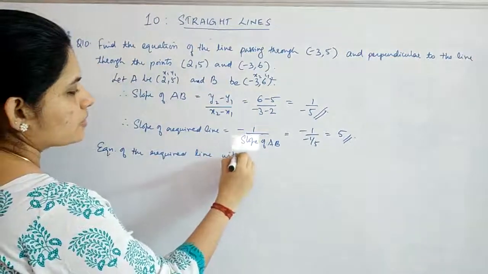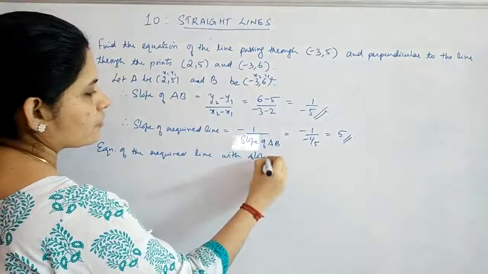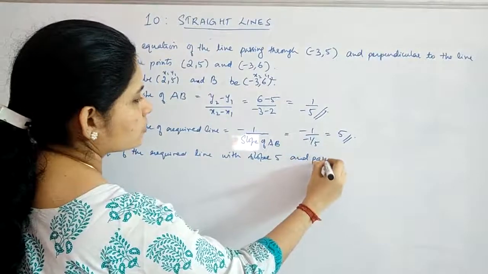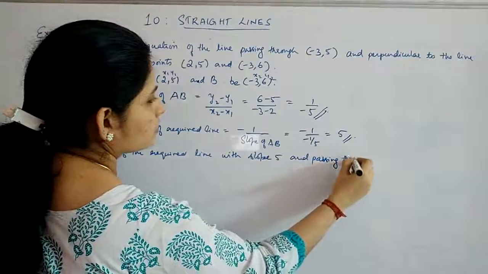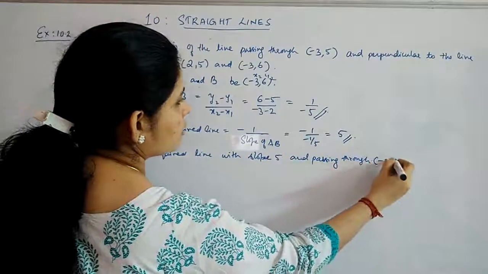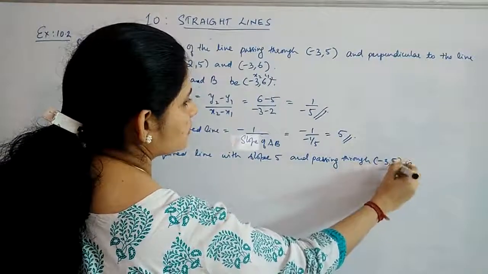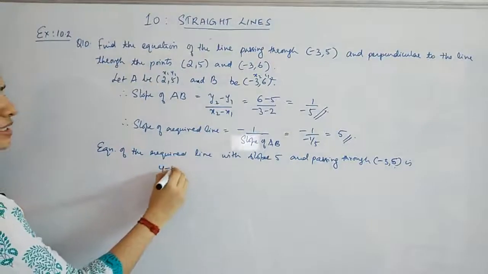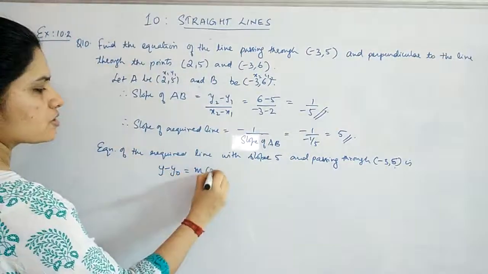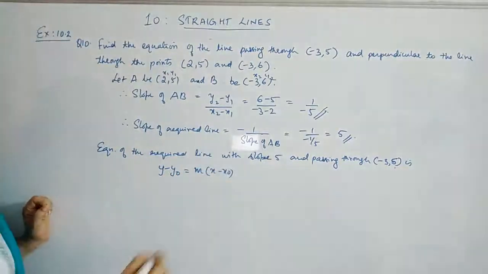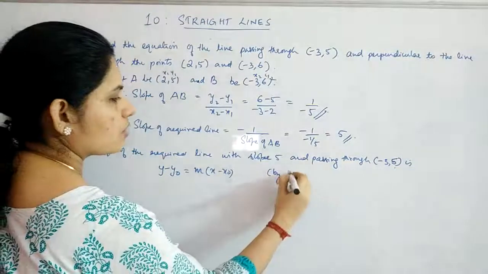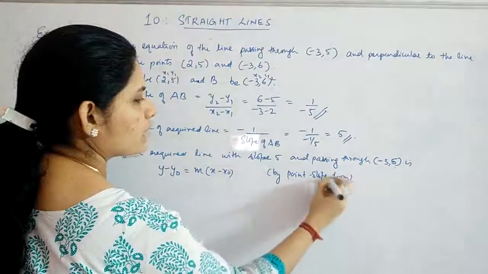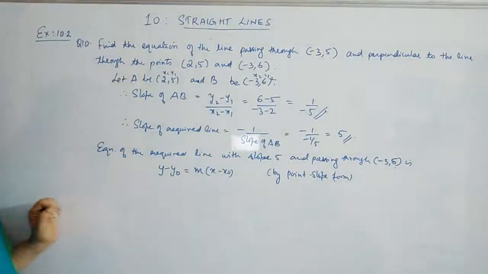with slope 5 and passing through (-3, 5) is y minus y naught is equal to m into x minus x naught, which is using your point slope form, because for point slope form you have a point and the slope of the line.